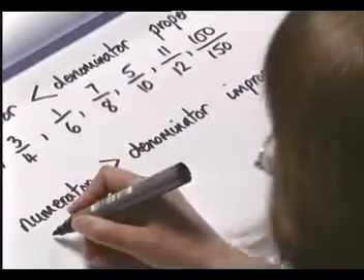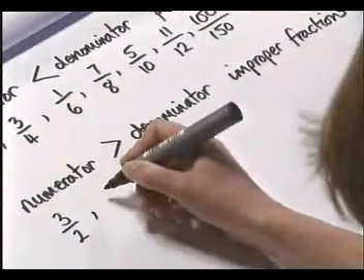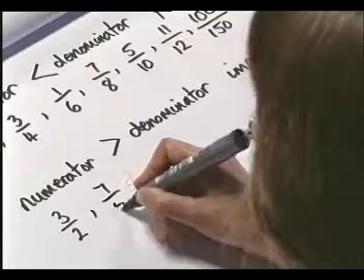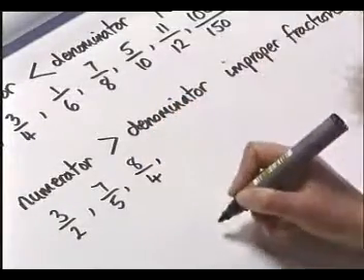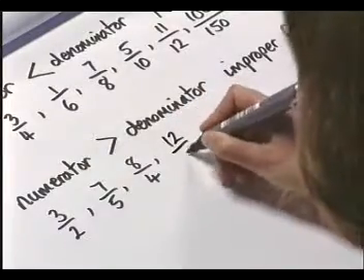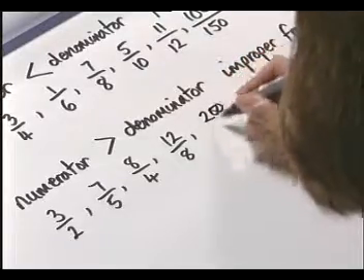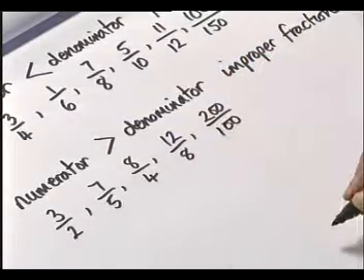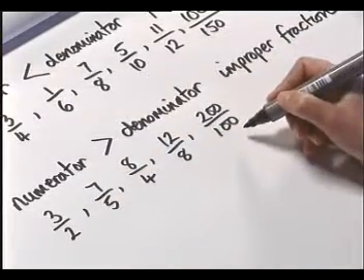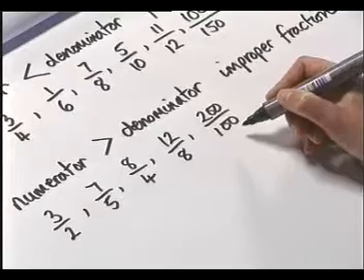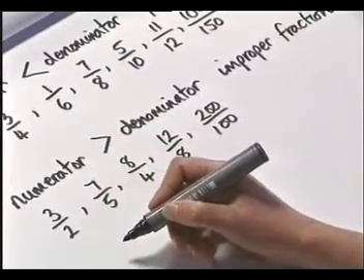And some examples would be 3/2, 7/5, 8/4. We could have 12/8, or we could have 200 100ths. And in all these cases, the numerator is larger than the denominator, and it shows that what we've got is actually more than a whole one.